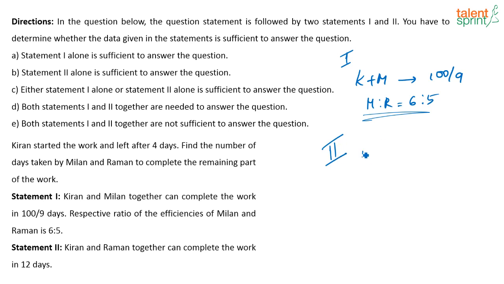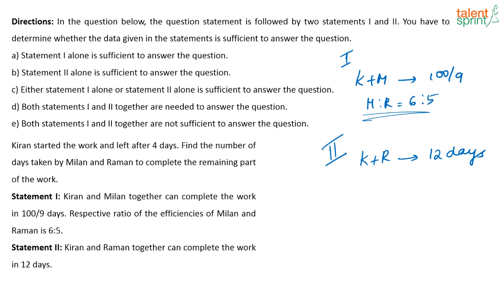Second statement says Kiran and Raman can together complete a work in 12 days. Yes? Kiran and Raman can together complete a work in 12 days. So, and I know the work ratio of Milan to Raman. Now what is given in the question? Kiran started a work and he is leaving in 4 days. So Milan and Raman, how long will they take to complete the remaining work?